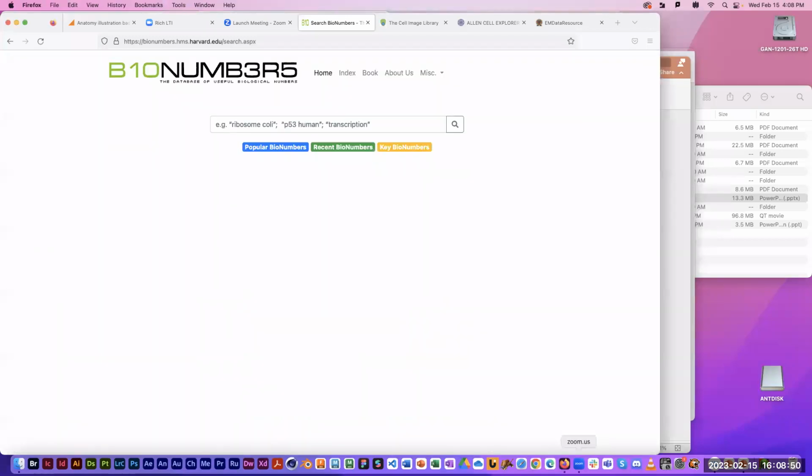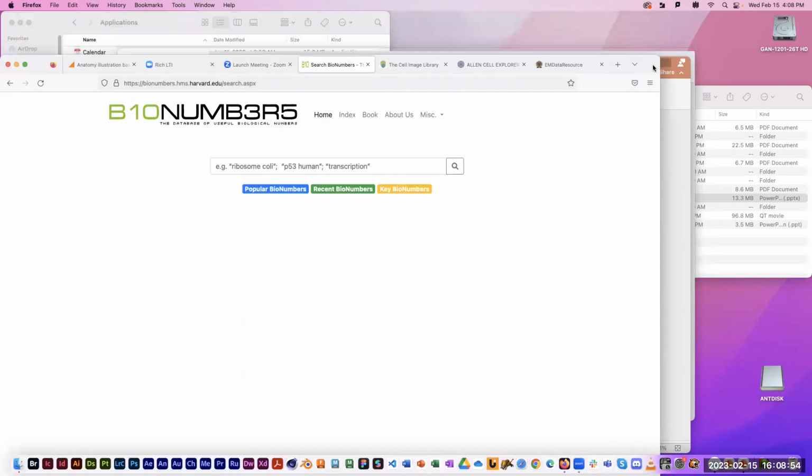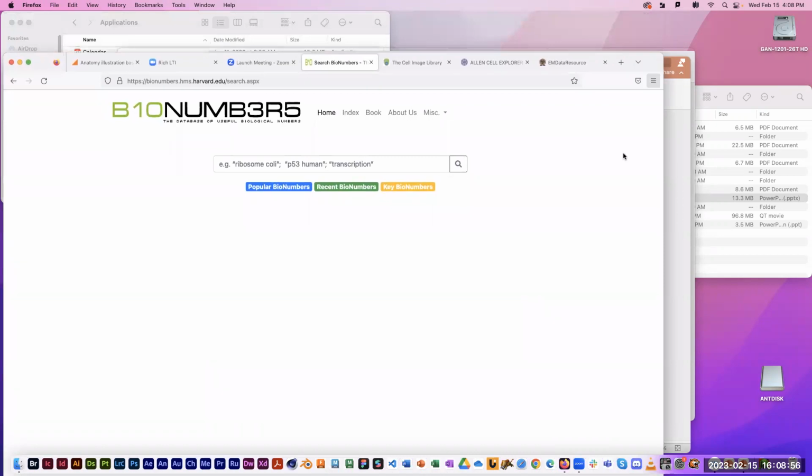So I have some of these resources loaded up that I wanted to share with you. The first of these is called BioNumbers. The URL is up here, and it's in the PDF of the PowerPoint that's posted up on my courses. It's basically a database of numerical information about cells.